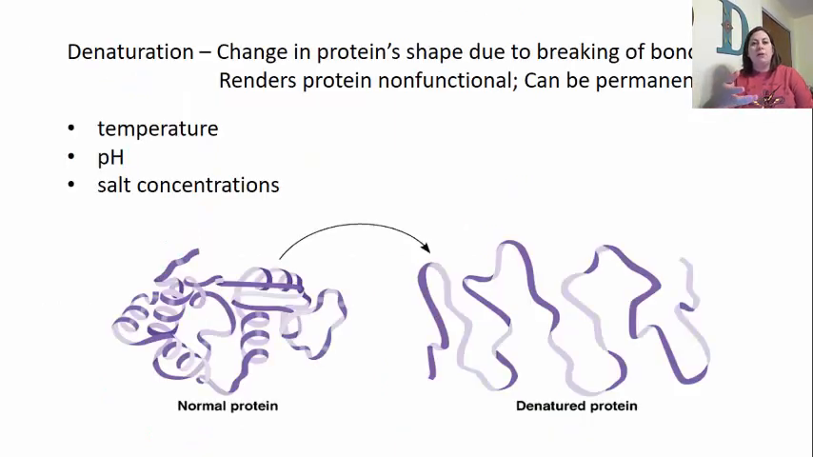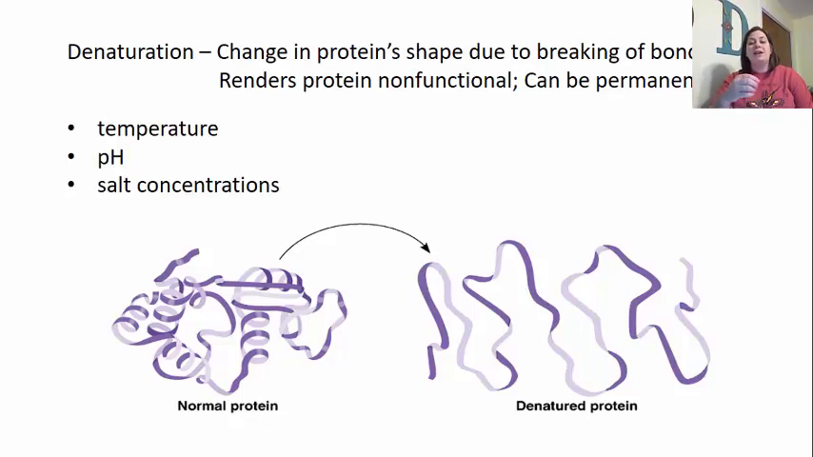Now, in order for the protein to work, it has to keep its 3D shape. If it can't keep its 3D shape, we see that denaturation takes place. This is where a change in the protein shape happens by breaking the bonds, and this causes the protein to be non-functional. Now, this could be permanent, where the protein can never refold and go back, or it could be reversed, where the protein could refold.